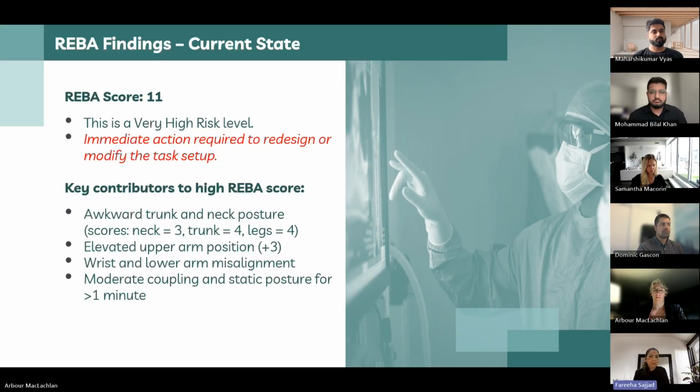Next slide, please. When we assess the physical side of the task using the VIBA tool, the score came out to 11, which is actually the very high risk category. That means that the way the task is being done right now really needs to be changed. Now, what caused the high score? Mostly things like awkward neck and back posture, arms being raised too high, and wrists not lined up properly were the contributing factors. Also, the nurses were holding a static position for over a minute at a time while taking vital signs, which adds a lot of strain to the body.